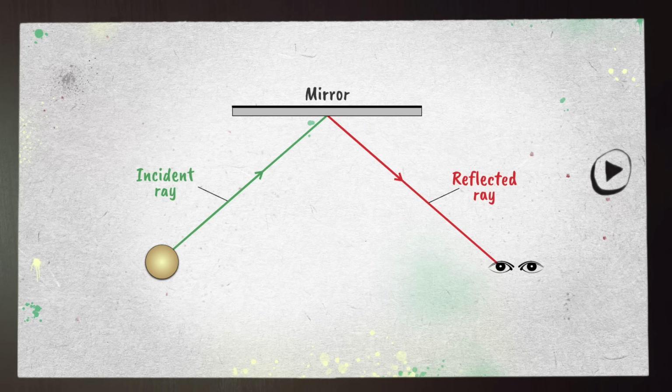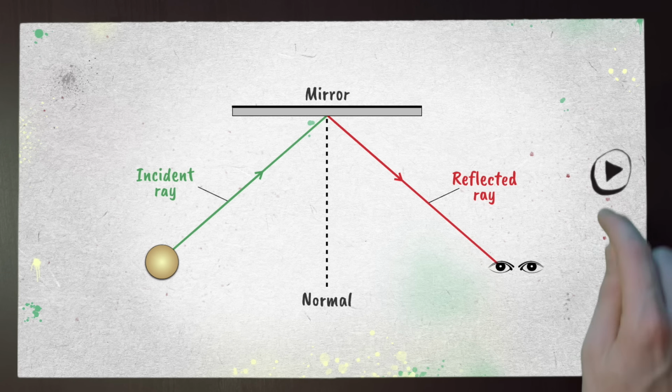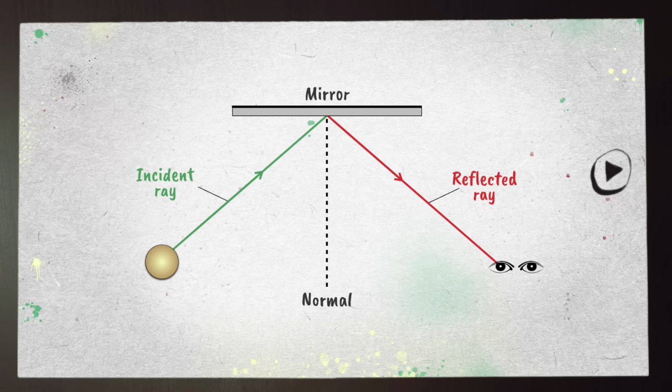Firstly, you need to understand the word normal. It's not used here the way you might be used to. Normal comes from another Latin word that means at a right angle. Here, in this example, the normal is an imaginary line that's at a right angle to the mirror. When we talk about angles and reflection, we describe them relative to the normal.